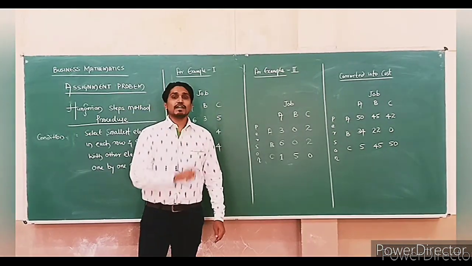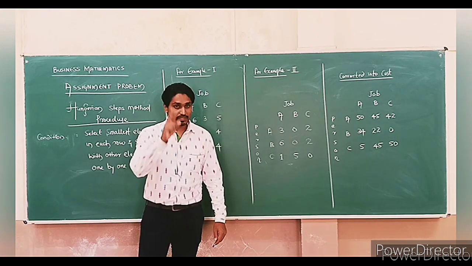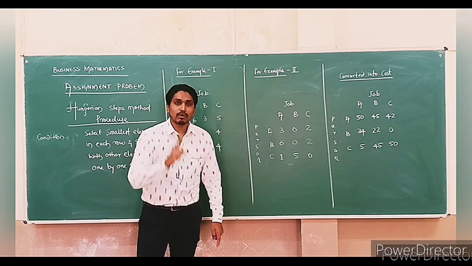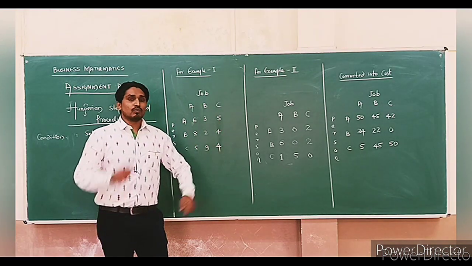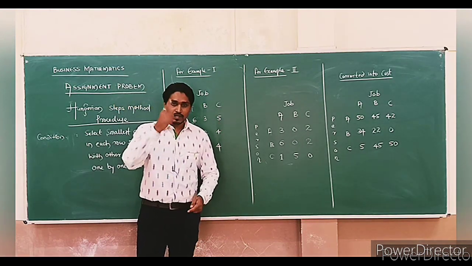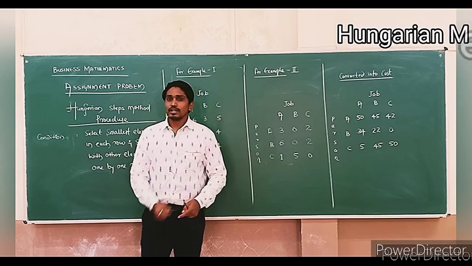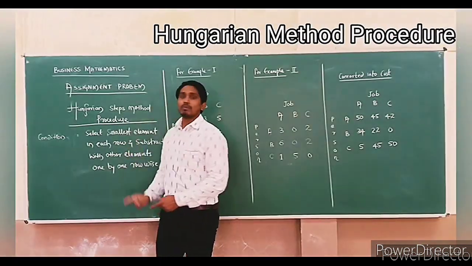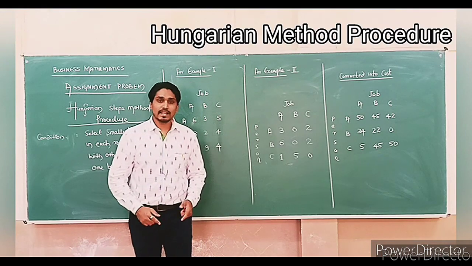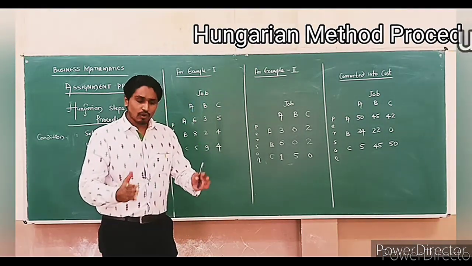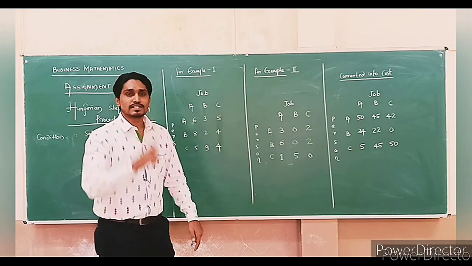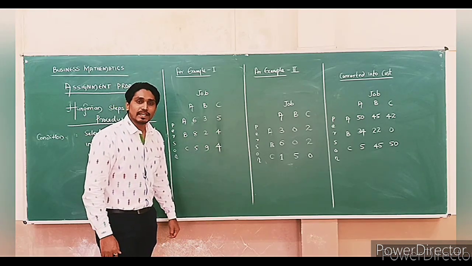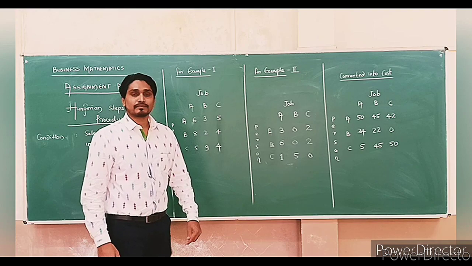This is step number 1, not a condition. Step number 1 starts after condition number 1 and condition number 2. Once you fulfill condition number 1 and condition number 2, you apply step number 1: select the smallest element in each row and subtract it from the other elements one by one. This is said to be step number 1 of the Hungarian method procedure.